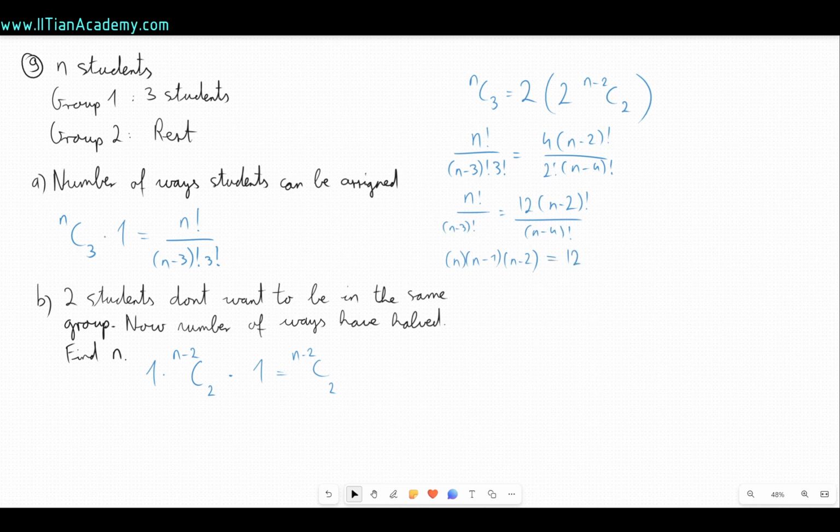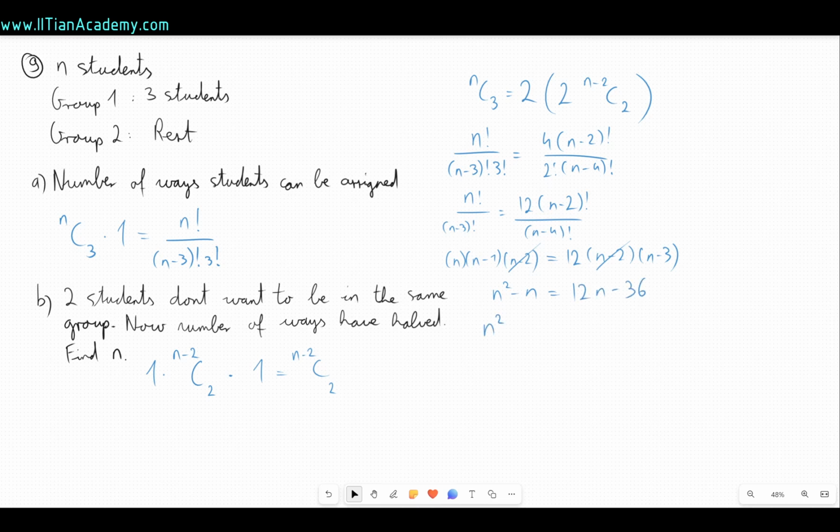And it's kind of the same thing over here. So n minus 2 factorial is the same as n minus 2 times n minus 3 times n minus 4 factorial, but that cancels out with this. So very nicely, we can cancel out these n minus 2's. So we're just left with n squared minus n is equal to 12n minus 36.